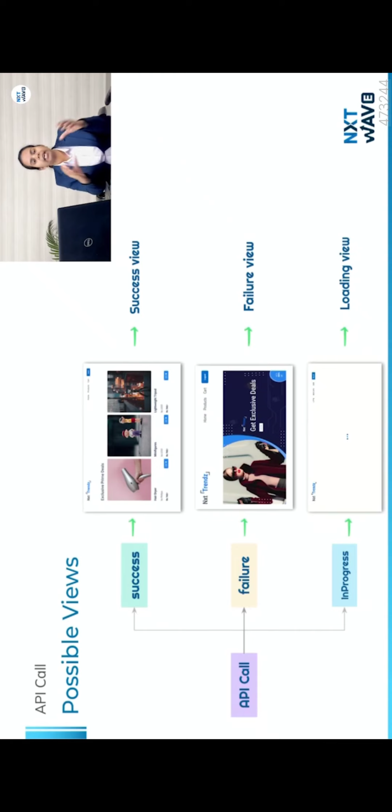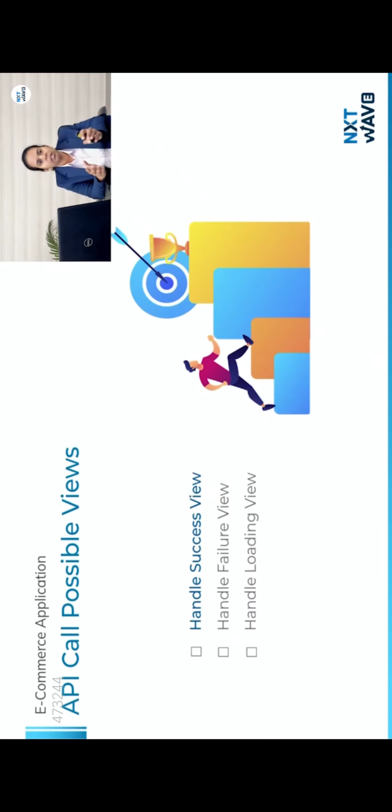So far what we have done in the render method, we have displayed the success view, then we have displayed the failure view, then we have tried out the loading view like this, right? But based on the API call status, we have to display these views, right? So let's see how to do that. So, starting with the success view.